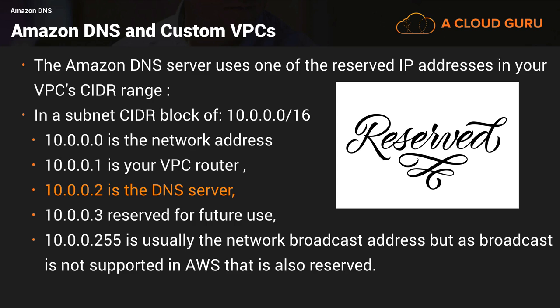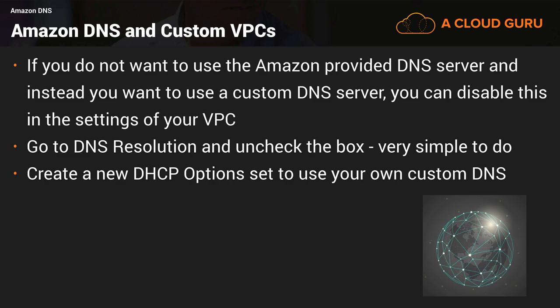Now, you don't need to remember all of these reserved IP addresses for the security specialty exam. However, it's useful to know that the Amazon DNS server uses one of those reserved IP addresses in your VPC's CIDR range. If you don't want to use the Amazon provided DNS server and instead want to use your own custom DNS server, you can easily disable this in the settings of your VPC. You just go to the DNS resolution settings and uncheck the box. It is very simple to do.